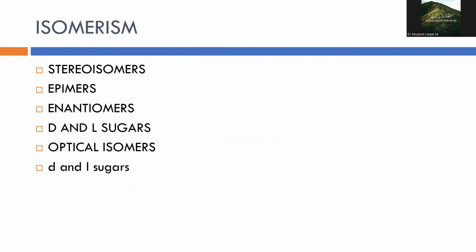Let's talk about the isomers in sugars. Sugars show 4 major types of isomers. The very first one is the stereoisomer: same molecular formula, different spatial arrangement. Right? The next one is the epimers, which differ at a single chiral carbon, except the C1.